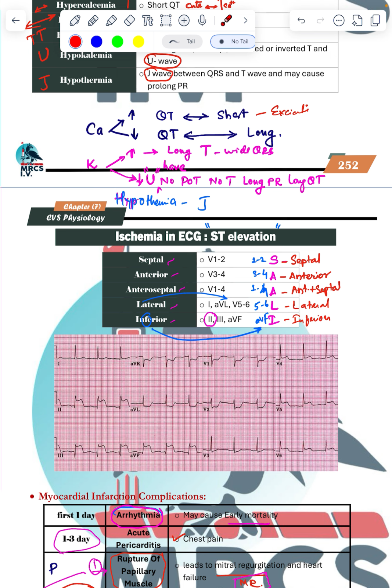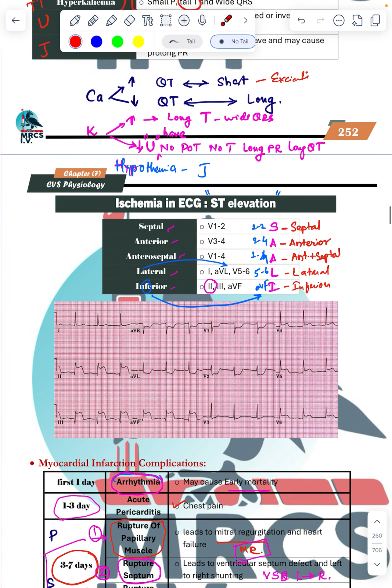Then V1 to V4, chest leads, anteroseptal, V3, V4 anterior, V1, 2 septal. Septal 1, 2, and 3, 4 is anterior, 1 to 4 is anteroseptal. Both are there. 1, 2 septal, 3, 4 anterior. 1, 2, 3, 4, anteroseptal, both. So start from the septal, 3, 4 is anterior, combine 1 to 4, anteroseptal.